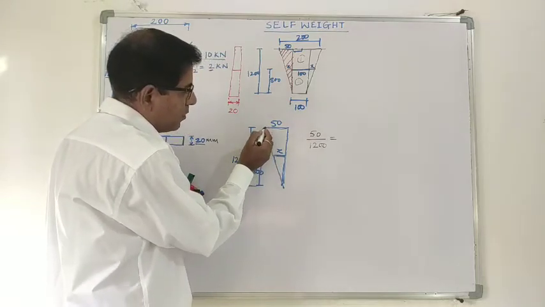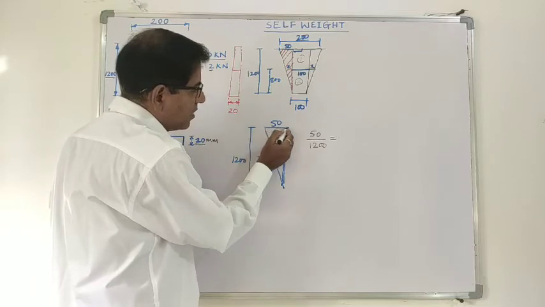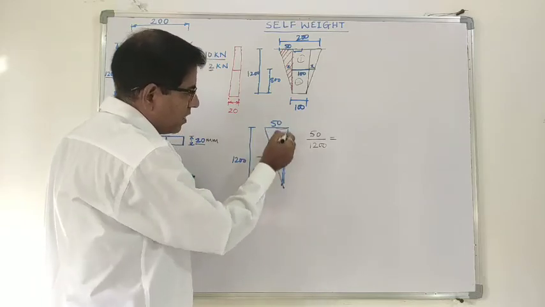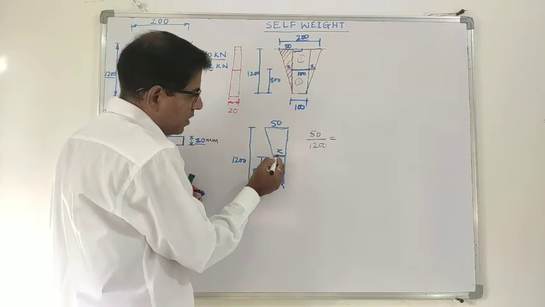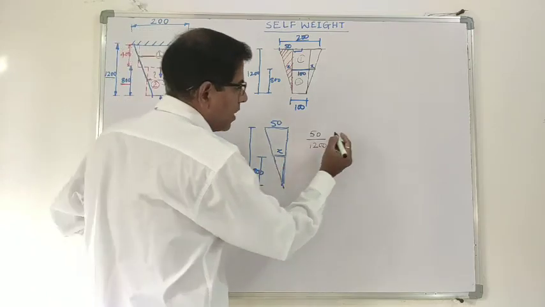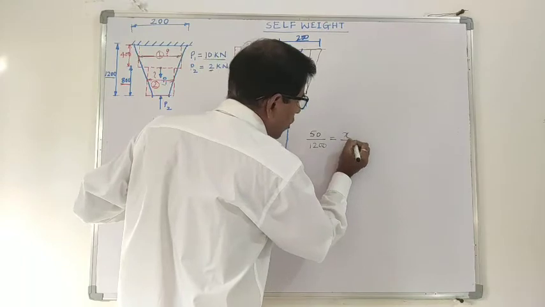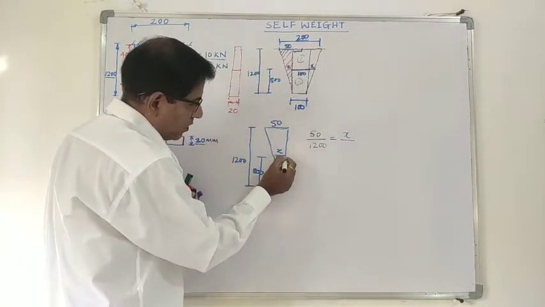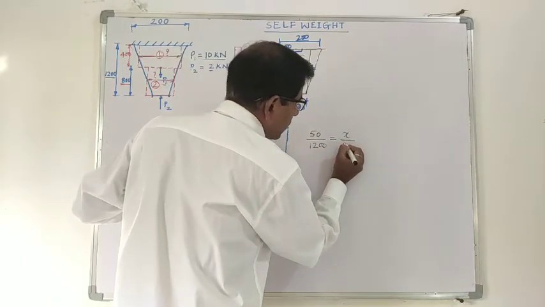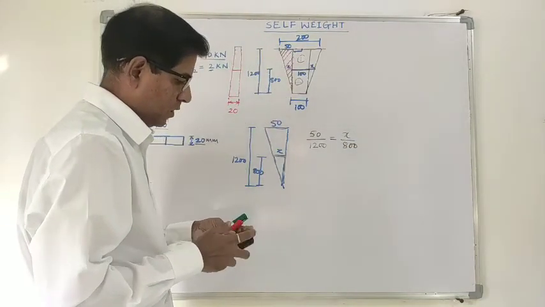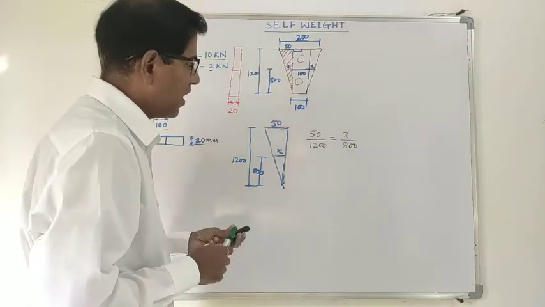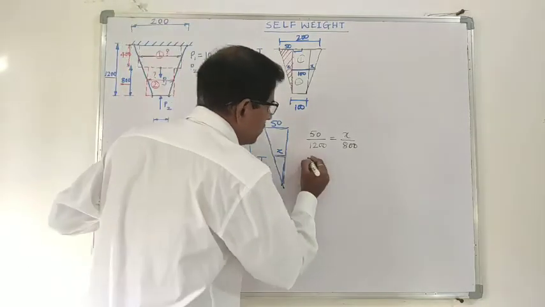In the bigger triangle, we took this side and the vertical side. So in this smaller triangle also, x upon this vertical length, which is 800. Okay. So from this you can easily find out the value of x.